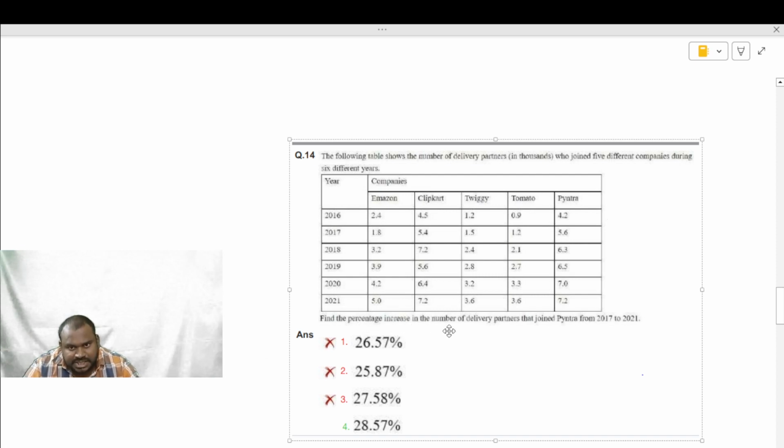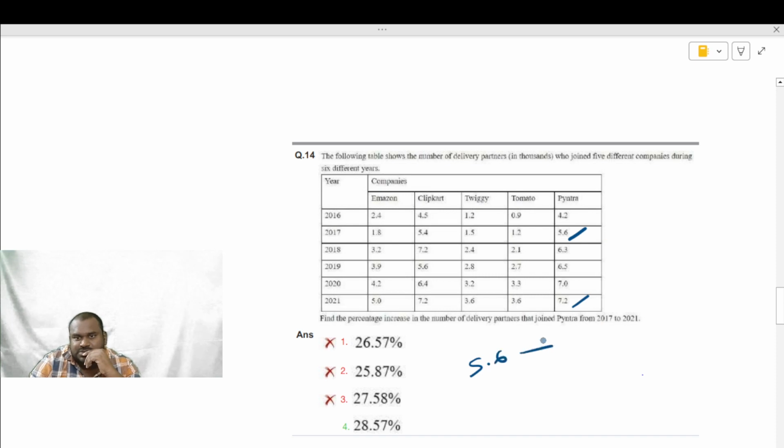Find the percentage increase in the number of delivery partners that joined Pintra from 2017 to 21. From 2017 to 21, how many delivery boys joined? In 17 it is 5.6, and in 21 it is 7.2. So from 5.6 to 7.2, how many people joined? You can find the difference. It is 1.6. So 1.6 is the value we got.